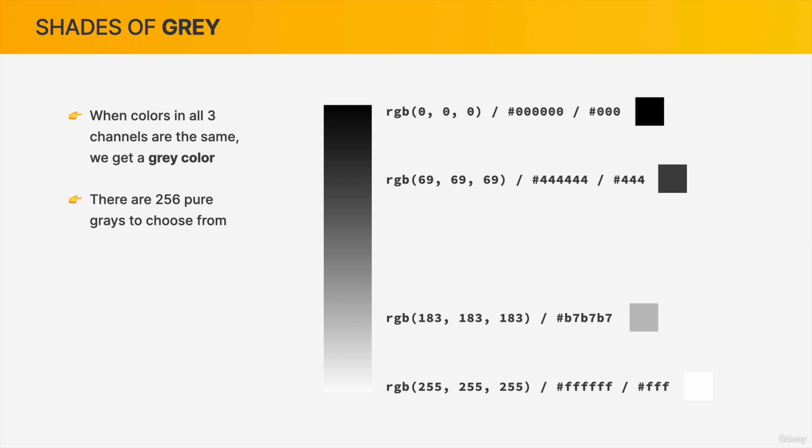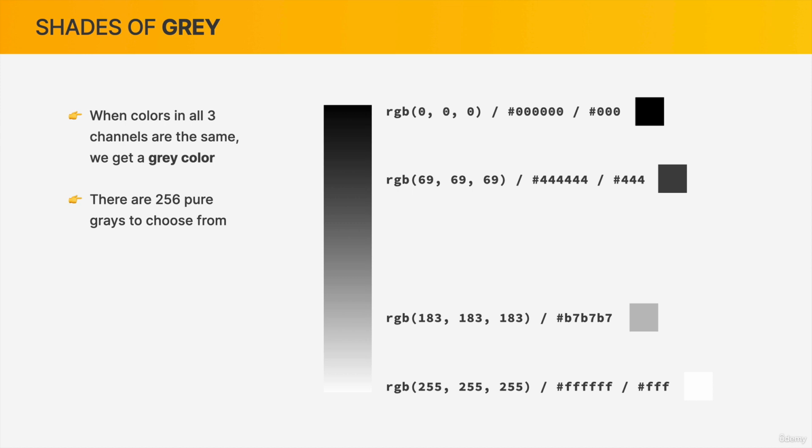And of course, let's take a look at another example. And this one has all the values at 183, and it can be represented as B7, B7, B7. So in the hexadecimal notation, you will see once again that the 3 pairs here are exactly the same. And so this is the signal that we have, in fact, a gray color.